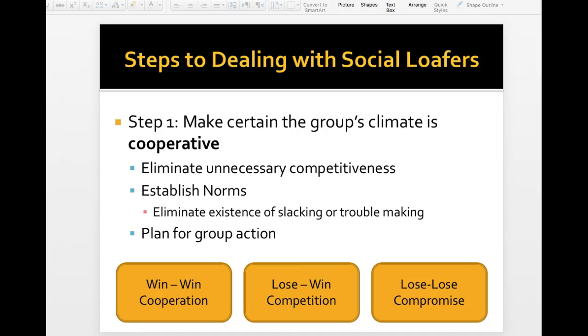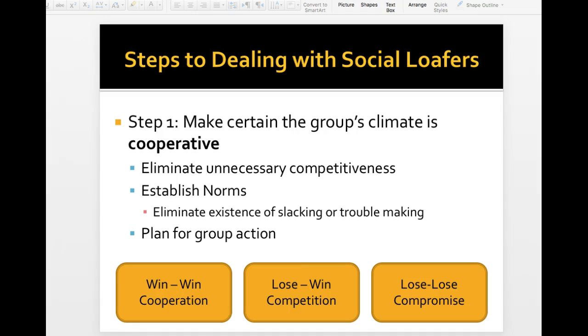So if you set up a norm that says everybody will do an equal share of the work, and sort of talk about that expectation in the beginning, it can eliminate the existence of someone slacking or troublemaking. Often people who are slacking or troublemaking feel like they're not valued. So giving them a task that matters, even though it's scary to do because you feel like they're not going to do it, can help them feel like they're in a cooperative group.